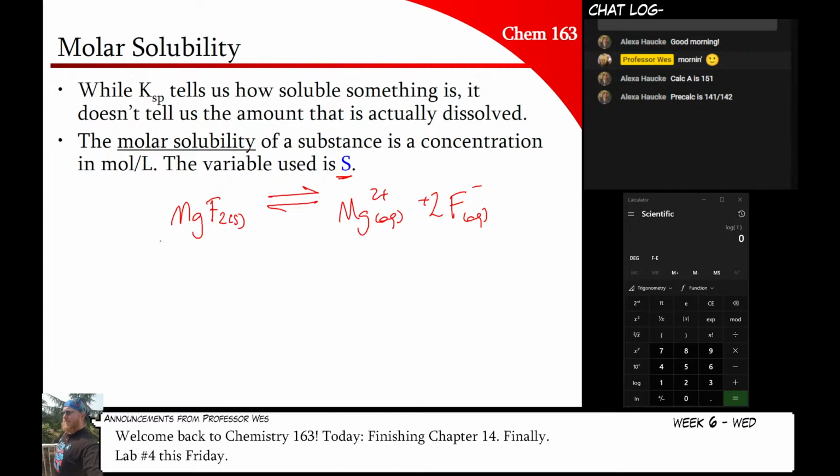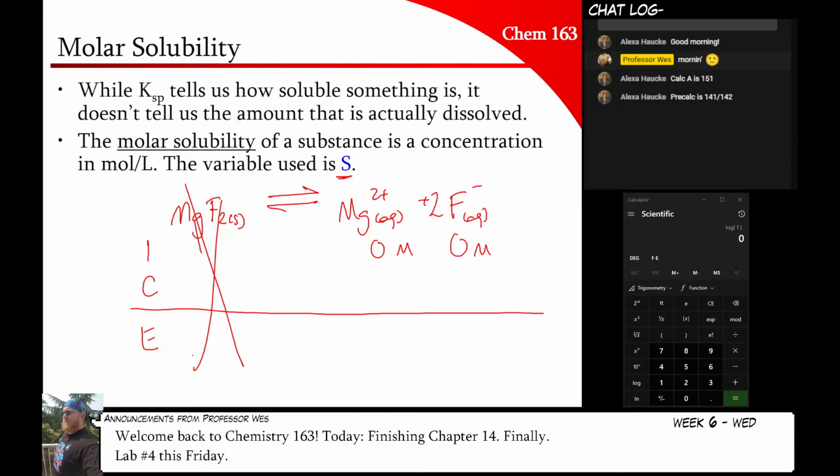So what we're going to do here is I'm going to go ICE. And initially, I don't have any of this. And this is a solid, so we don't care about it. But when I allow some of it to dissolve, I will dissolve S of it. Now, the only thing I don't really like about the S variable is that it looks kind of like the number 5 if you're writing really quickly.